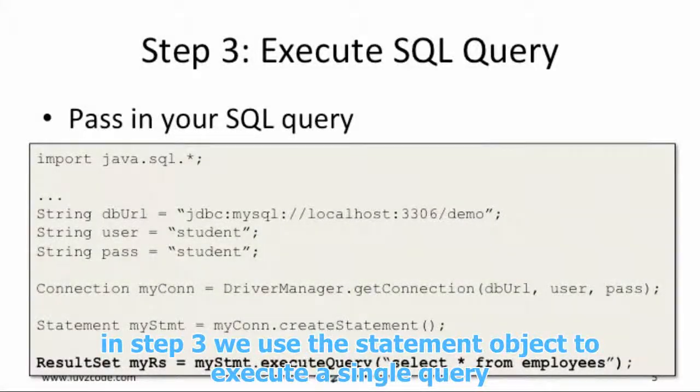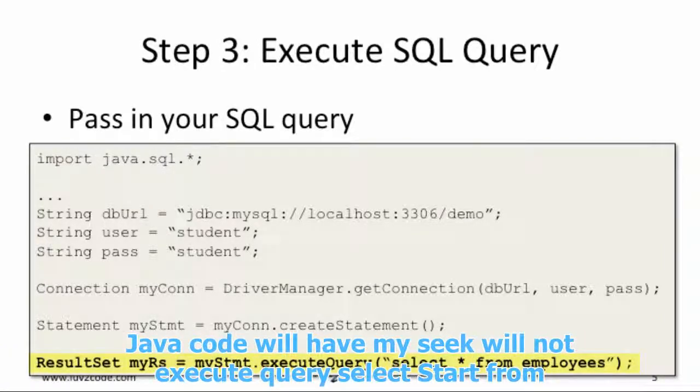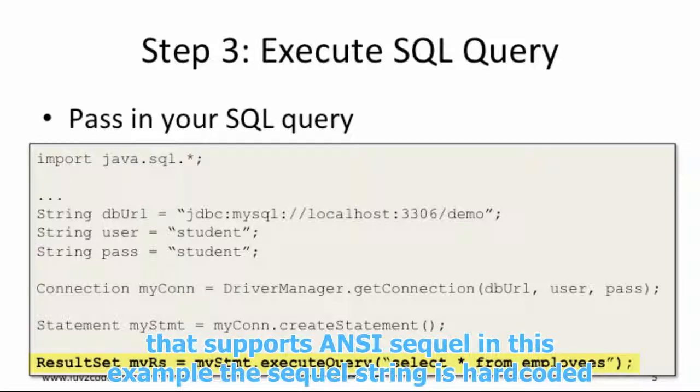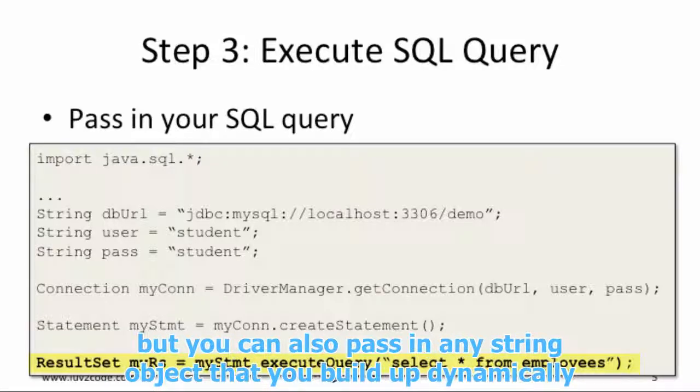In step 3, we use the statement object to execute a SQL query. So in our Java code, we'll have myStmt.executeQuery, select star from employees, and this will return a result set. So remember, we can pass in any SQL query that supports ANSI SQL. In this example, the SQL string is hard-coded, but you can also pass in any string object that you build up dynamically.